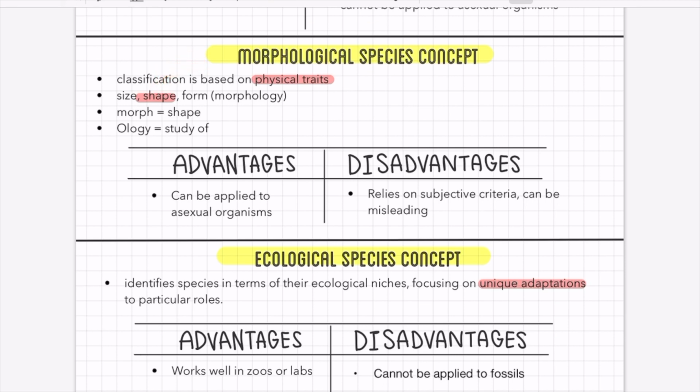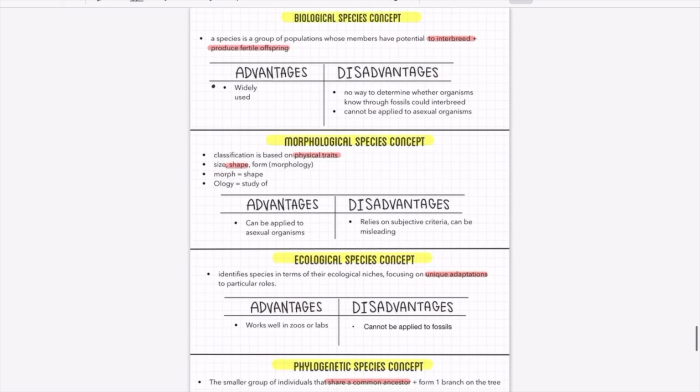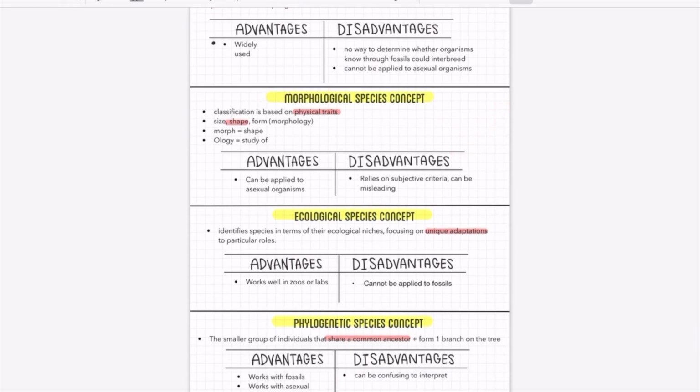The morphological species concept is a classification based only on physical traits, so size, shape, form. Now, the advantage to this is that it can be applied to asexual organisms. However, if you get the impression that the classification is a little bit vague, you might be right, because the disadvantage is that it relies solely on subjective criteria and can often be misleading. And another one down. Two left to go.